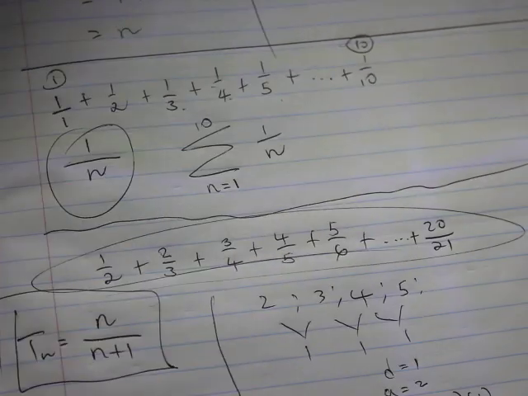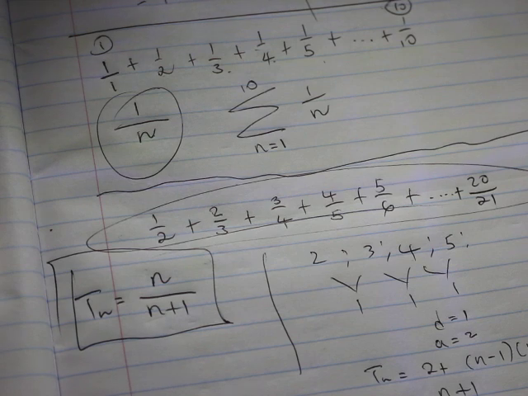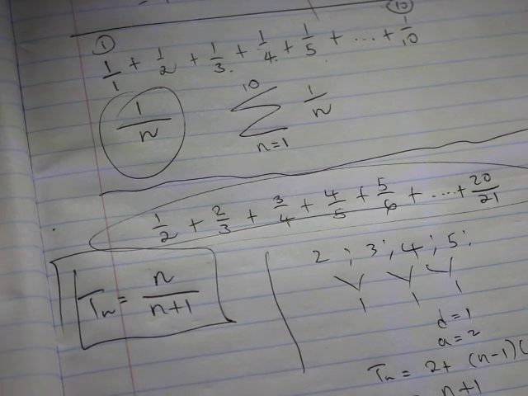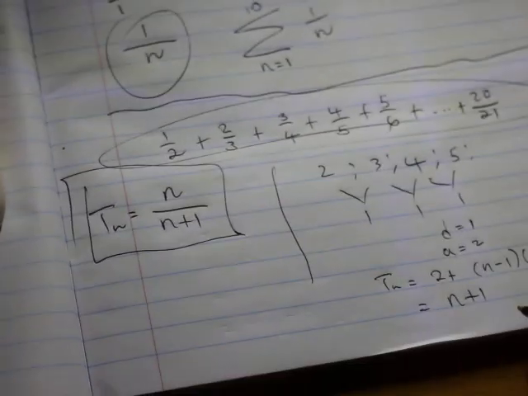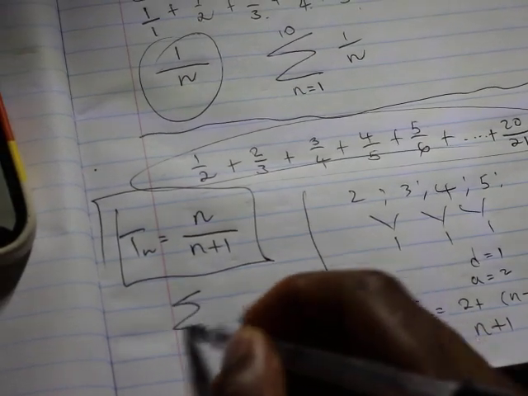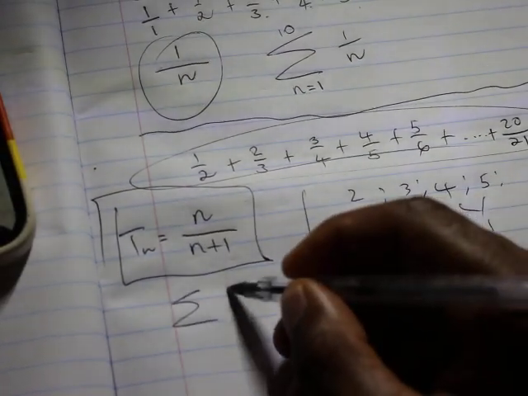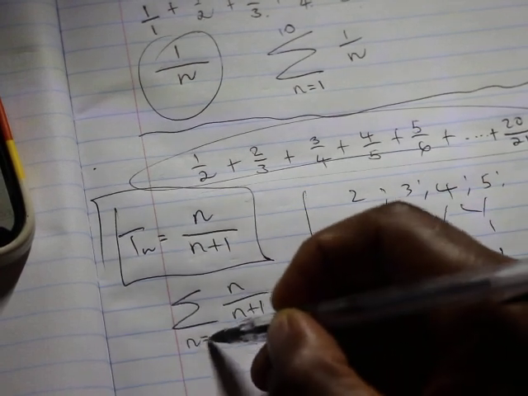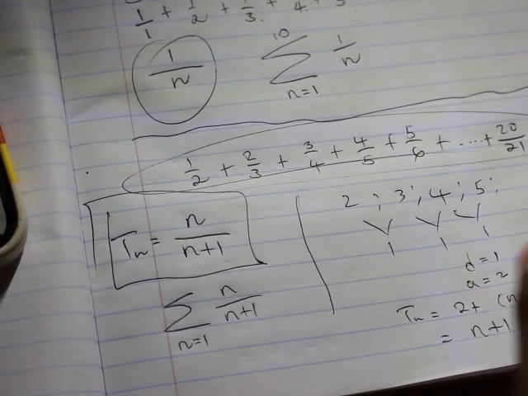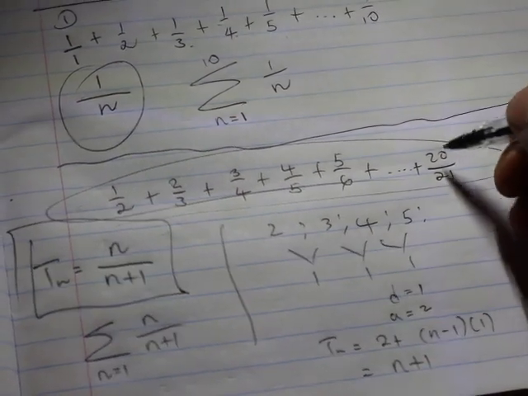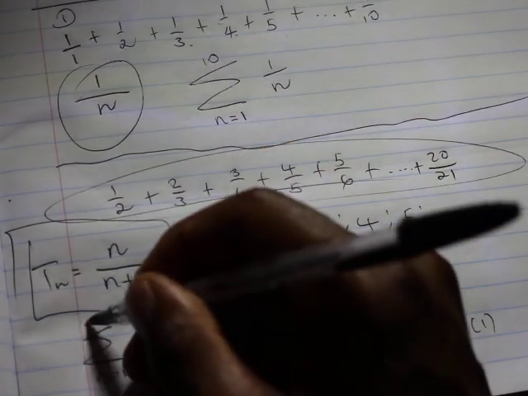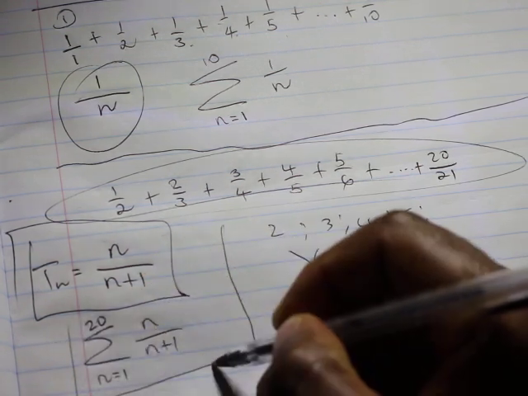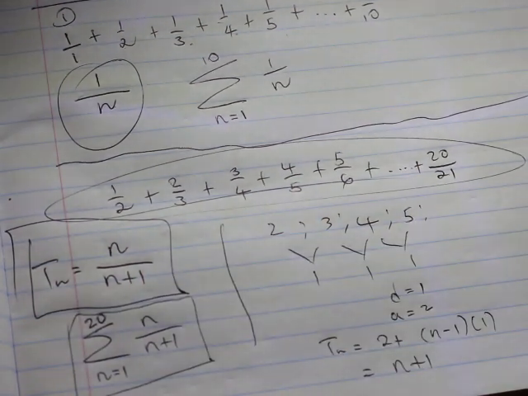Now once we've got the Tn, basically it's done, because we're just going to say the sum of n over n plus 1 from n equals 1. This ends at term number 20. So this is our solution.